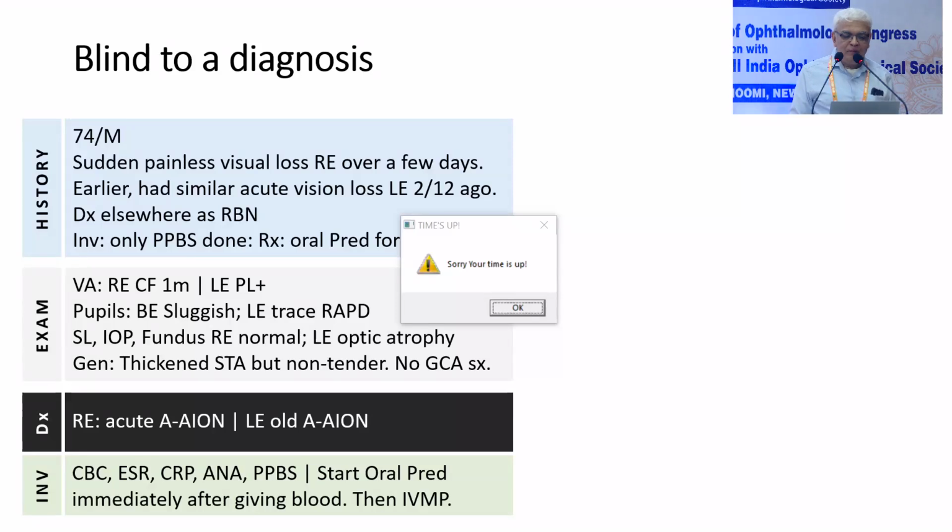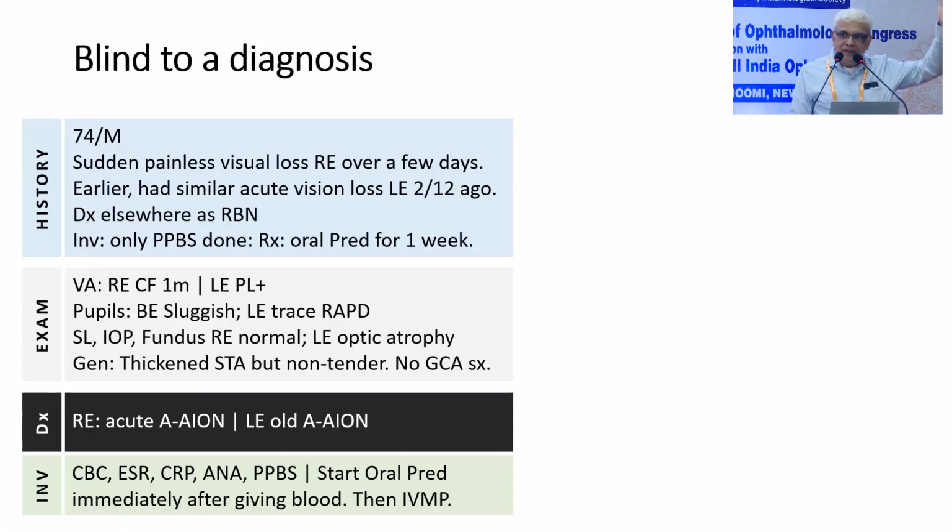This, unfortunately, also happened recently. A 74-year-old gentleman had sudden painless loss of vision in the right eye over a few days, and he had a similar loss in the left eye 2 months ago. And someone said retrobulbar neuritis. What had they done? Just a PPBS, put him on oral prednisolone, and then sent him. Nothing else was done. So his left eye is PL, the right eye now is counting fingers, sluggish. Fundus is normal. Left eye is optic atrophy.